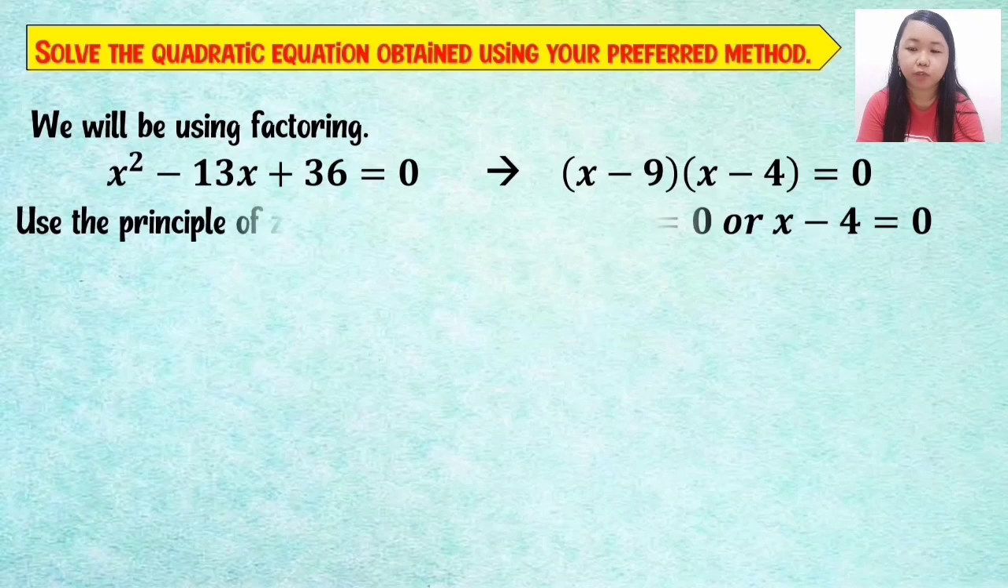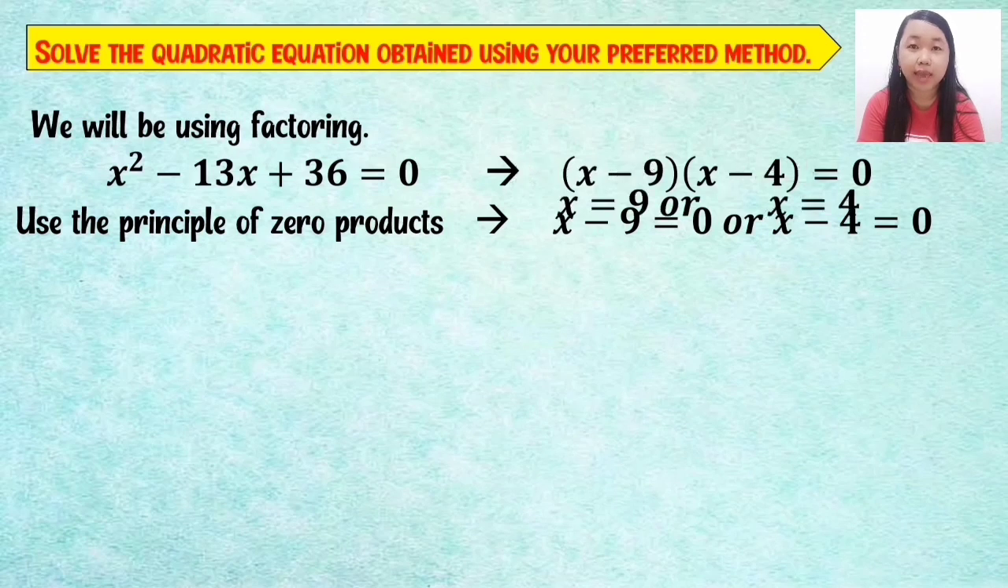And then, use the principle of zero products. So x minus 9 is equal to 0 or x minus 4 is equal to 0. And then we're now computing for the value of x by transposing negative 9 and negative 4. So it will become x is equal to 9 or x is equal to 4.